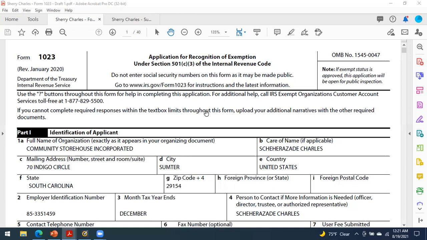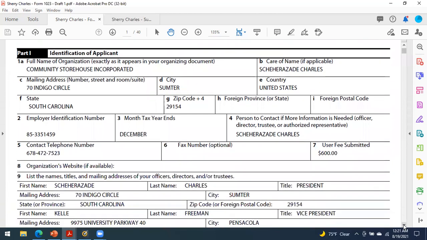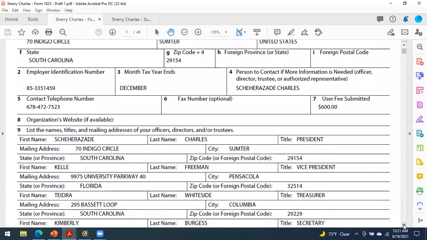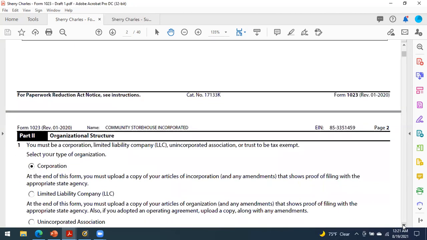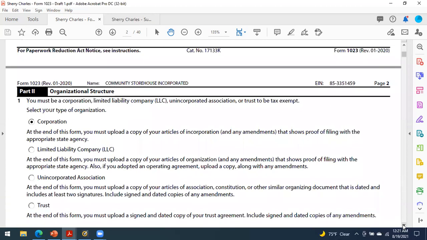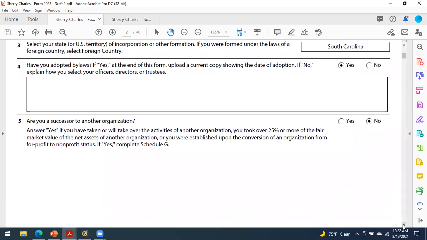But now you know. So looking at this application, you can already see that it has more required information than the 1023-EZ. Part 1 is identification of the applicant. So I've identified the applicant, putting all of her information in. And I also listed the board of directors for her. And then you go on to the next page, the organizational structure. I select the corporation for her. And then I entered the date it was formed and where it was formed and all of that good stuff.